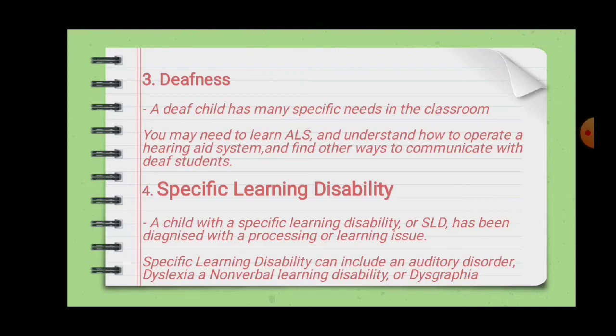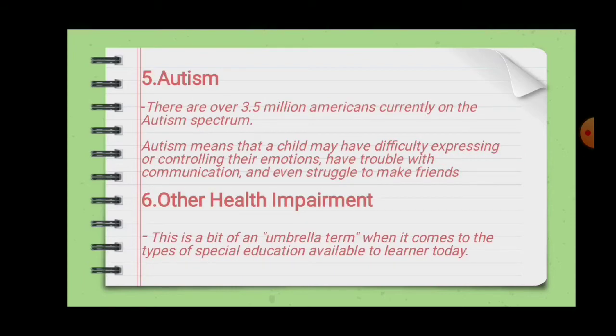So a child with a specific learning disability or SLD has been diagnosed with processing or learning issues. The specific learning disability can include an auditory disorder, dyslexia, a nonverbal learning disability, or dysgraphia. So the number 5 is autism. There are over 3.5 million Americans currently on the autism spectrum. Autism means that a child may have difficulty expressing or controlling their emotions, have trouble with communication, and even struggle to make friends. So the number 6 is other health impairments.